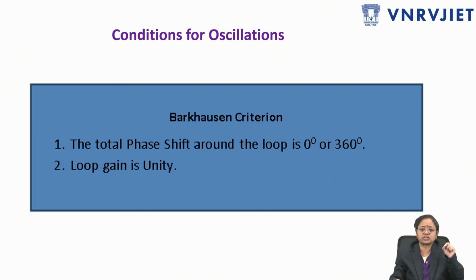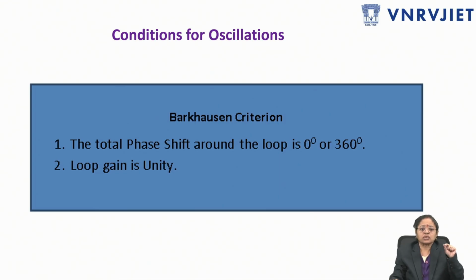Basically, the oscillator circuit uses positive feedback. We have two types of feedback, positive feedback and negative feedback. In amplifiers, we use negative feedback; however, our oscillator circuit uses positive feedback. In order to get oscillations from the oscillator circuit, we have to fulfill certain conditions. These are called the Barkhausen criteria, the conditions for oscillations.